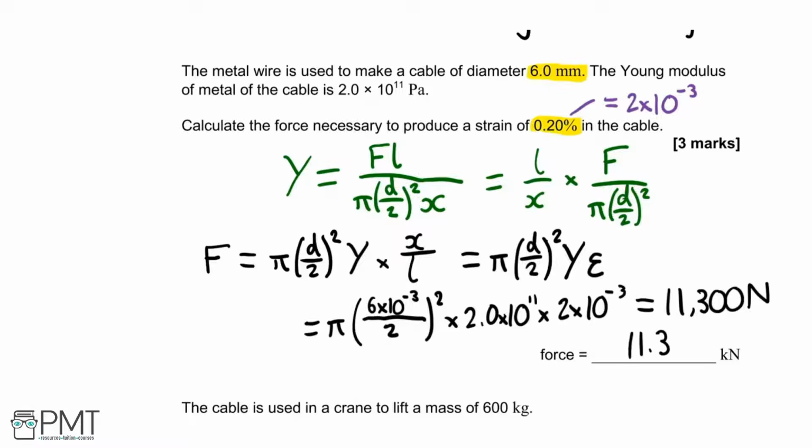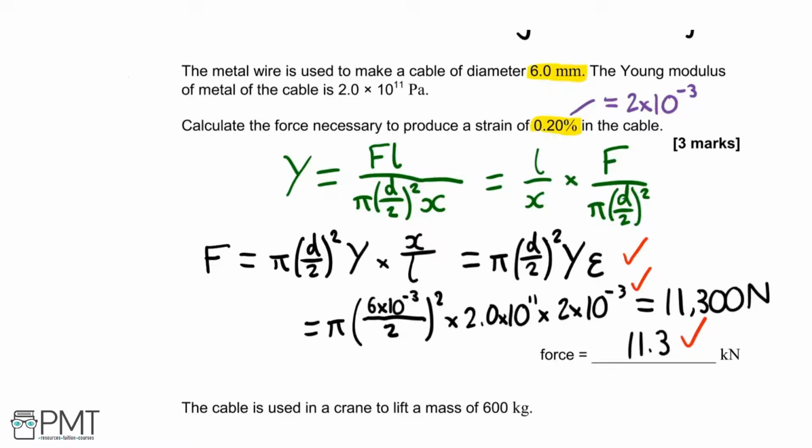So for this question, we get 1 mark for correctly rearranging the equation and making the correct substitutions. Another mark for correctly substituting in the values. And a 3rd mark for getting the correct answer.